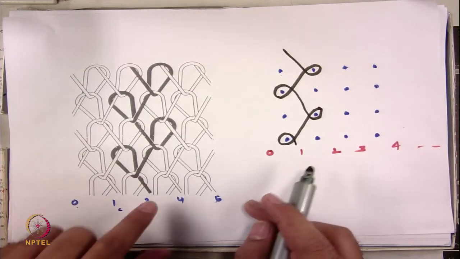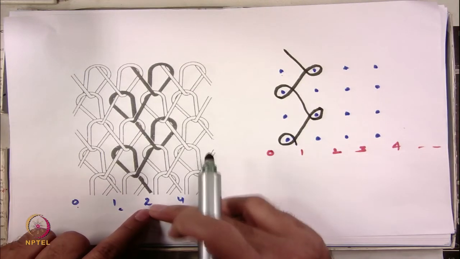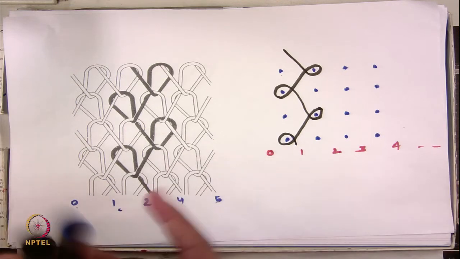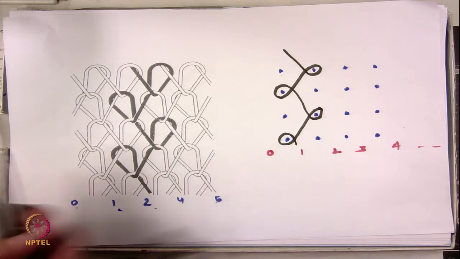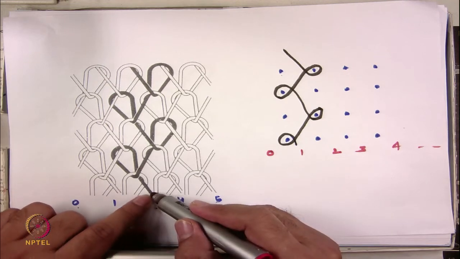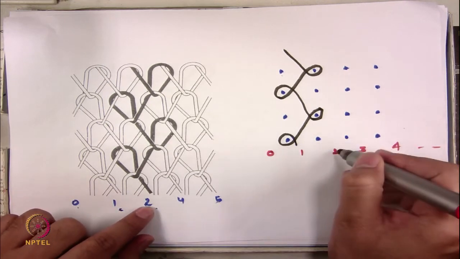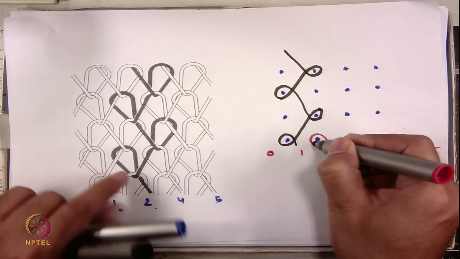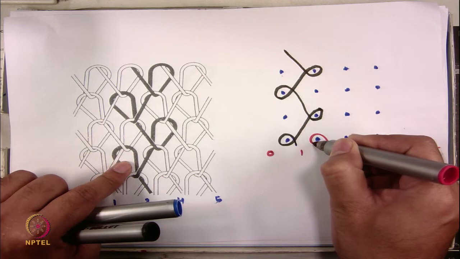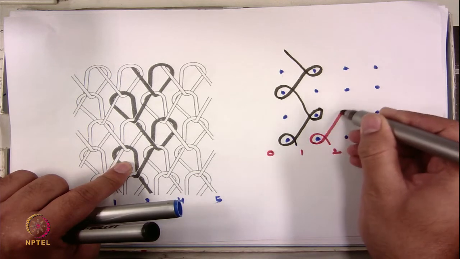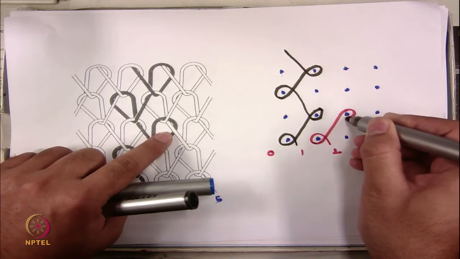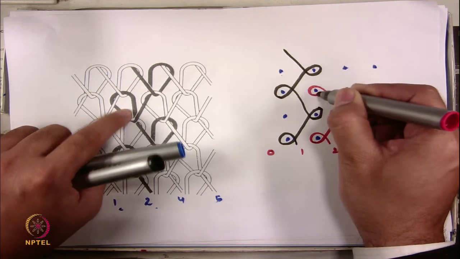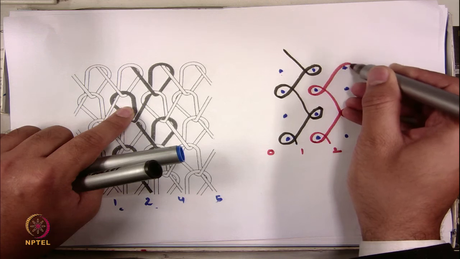If you follow the second guide, let me use different colors just for better understanding. If you follow the black color yarn, it is starting from the second position and then it is giving a loop to the second needle, then it is giving a loop to the third needle, then it is giving a loop to the second needle, and then it is giving a loop to the third needle.